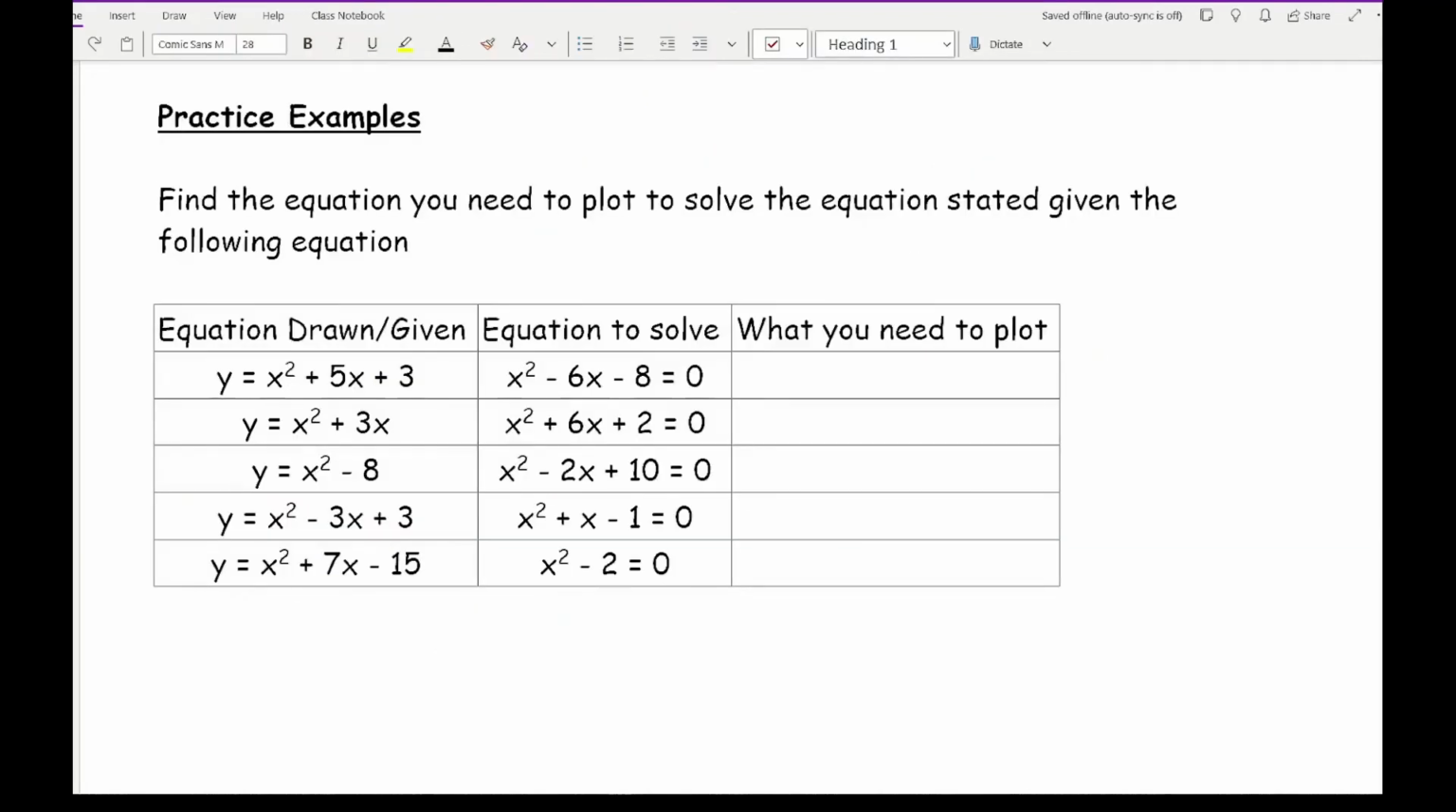So let's have a look at some practice examples without actually having to draw the graph, as they are very time consuming. Let's say in the first column, this is the equation that's been plotted for you on a graph. The second column is the actual quadratic equation you need to use the graph to solve. Then we're going to work out which line you actually need to draw to find the intersection points of the x-ordinates, and that would be your answer. So this is what we're given in terms of the first column.